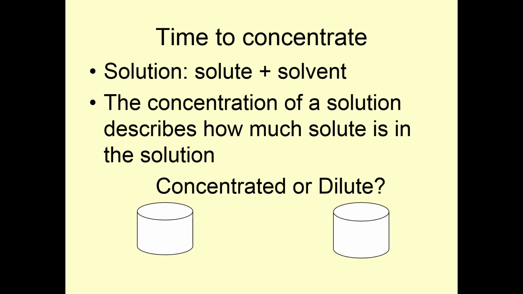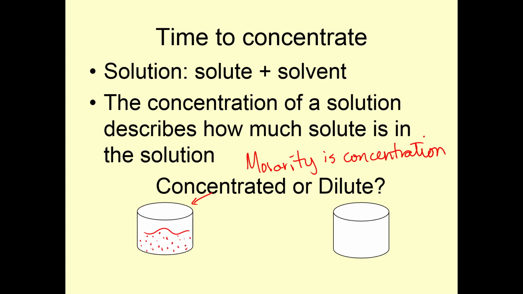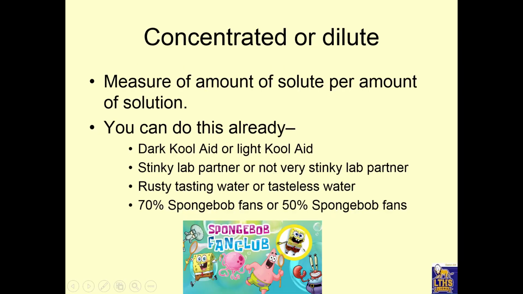One thing we can use to describe a solution is molarity. Molarity is concentration. And then we can talk about whether a solution is concentrated. That means there's a lot. Oh, look at all that solute in that solvent. Dilute means not a lot of solute in the solvent. So you can take a solution you already have and make it dilute.